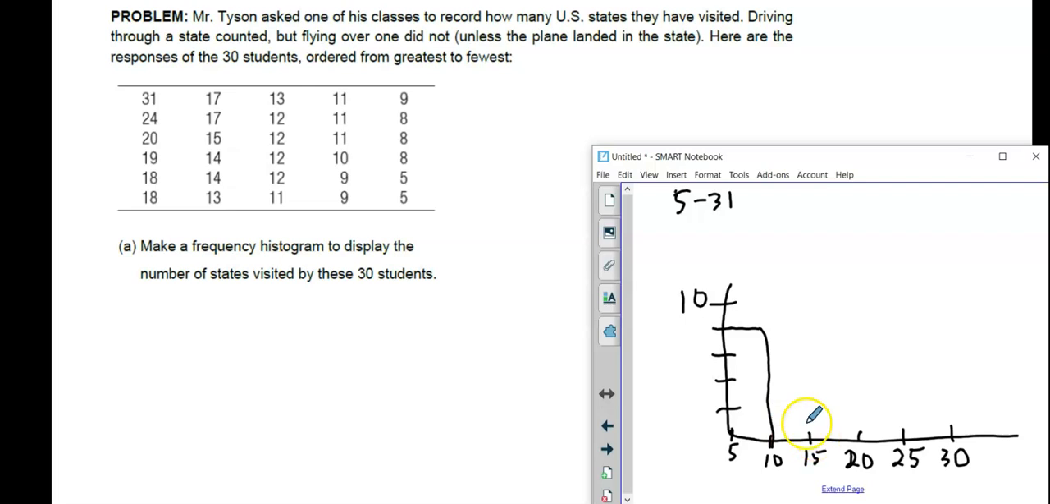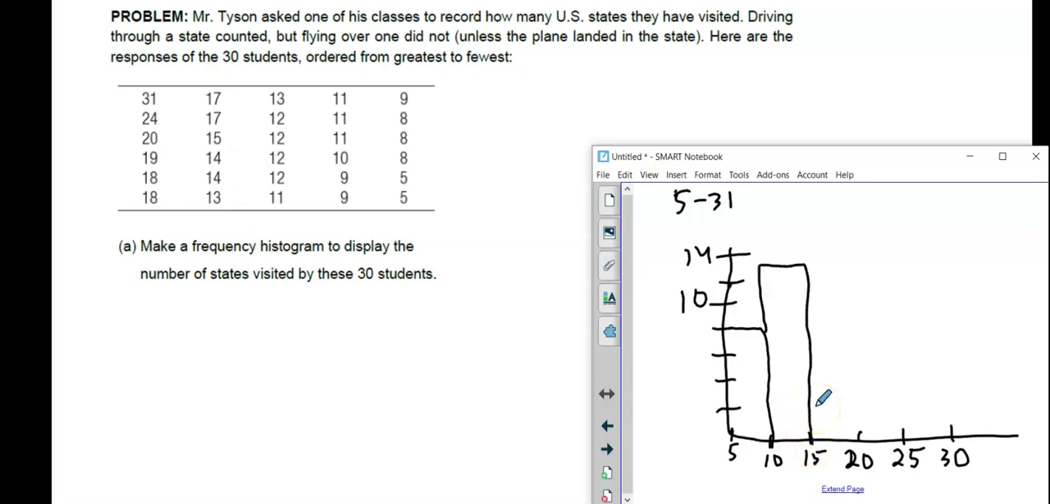And then I would count how many between 10 and 15. So including 10, but not including 15. Ooh, there are more. Maybe I should have gone higher. I didn't realize that. Okay, so not including 15. So 1, 2, 3, 4, 5, 6, 7, 8, 9, 10, 11, 12, 13. So I have 13. So I do need to go a little higher. So 13 would be about to there.